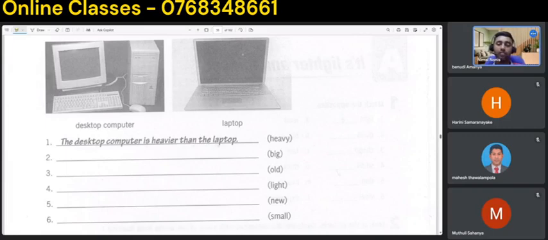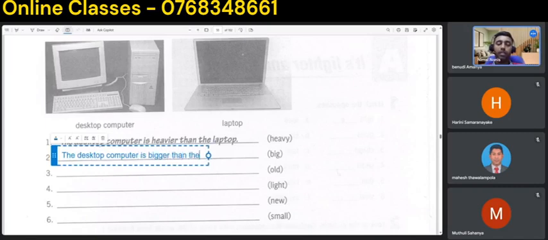The first sentence is written for us. The desktop computer is heavier than the laptop. Within brackets the word that they have given is heavy. So when you compare, you can say the desktop computer is heavier than the laptop. Big. Which one is bigger? The desktop computer is bigger than the laptop computer. Then we can say the desktop computer is bigger than the laptop.